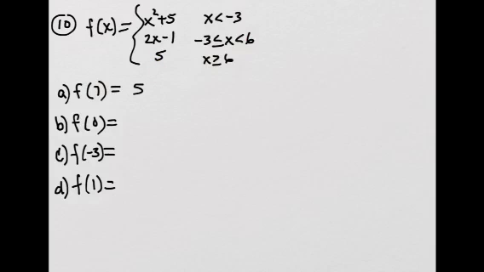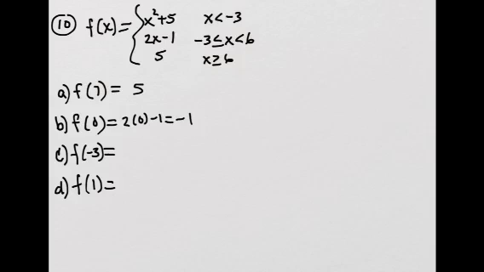Then the next one, f of 0. Well, 0 would go here, right? Between negative 3 and 6. So that means we're going to use the middle piece of the function, 2x minus 1. So 2 times 0 minus 1 is negative 1.